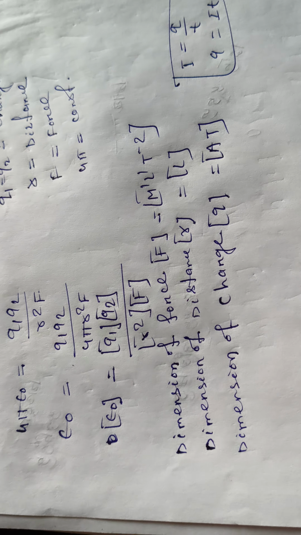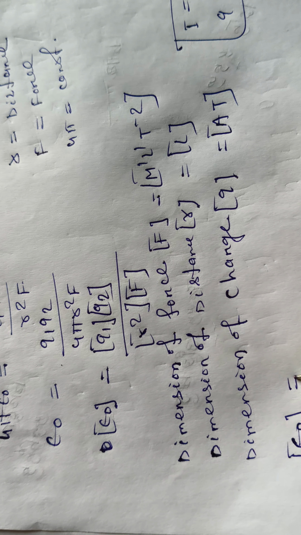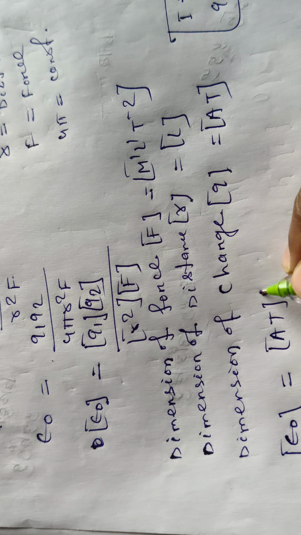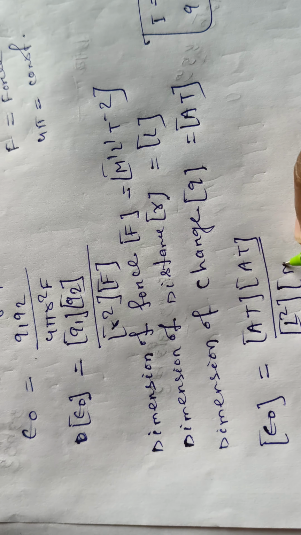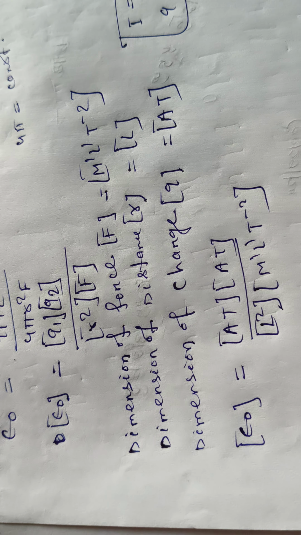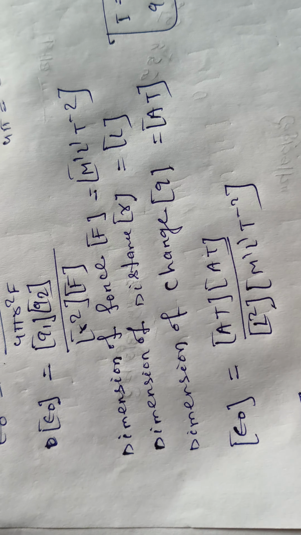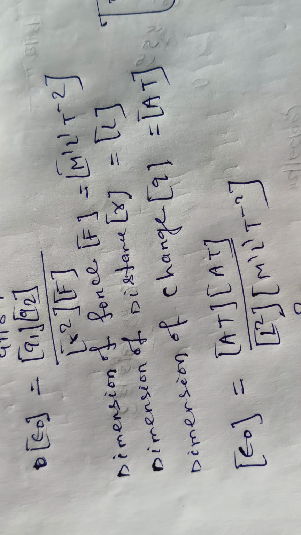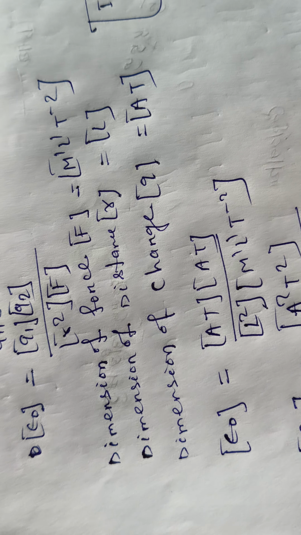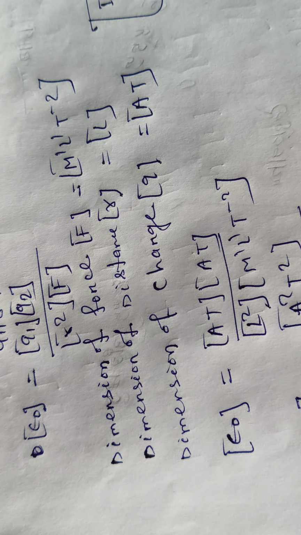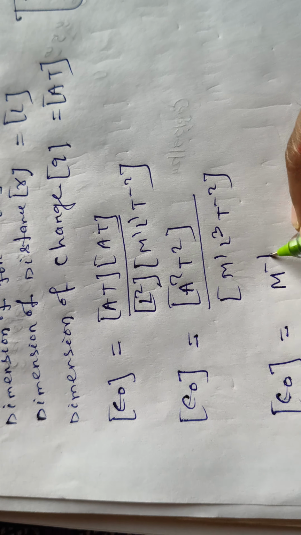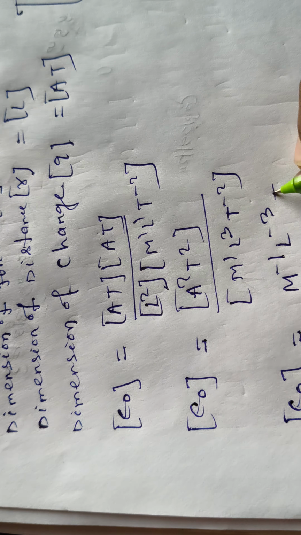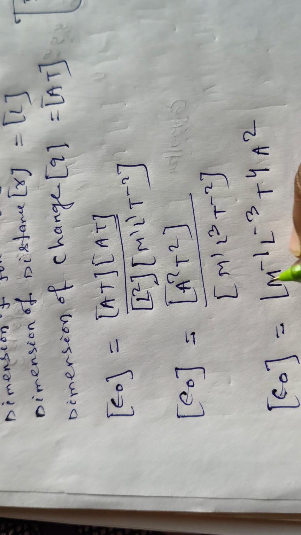Okay, now dimension of epsilon naught is equal to charge is a t, again charge is a t, radius is l square, force is m1 l1 t to the power minus 2. Dimension of epsilon naught is equal to a square t square whole divided by m1 l3 t to the power minus 2. Okay, dimension of epsilon naught is equal to m to the power minus 1 l to the power minus 3 t to the power 4 a to the power 2.